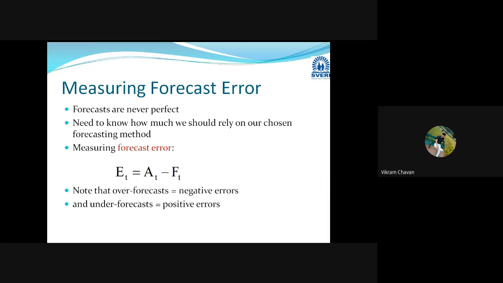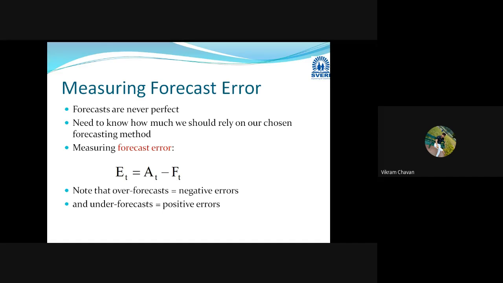So these forecasts are never perfect. One should know the error to choose the proper forecasting methodology for the sales or demand or for the production purpose. So for that purpose, measuring of forecasting error plays a very important role. So how to measure the forecasting error?